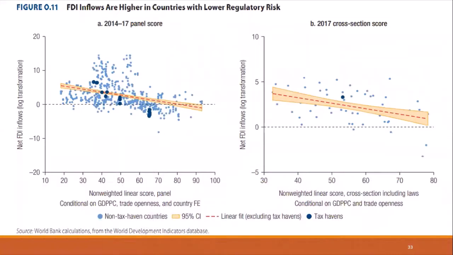So these two graphs show how FDI is changing by risk. These two regressions show that FDI net inflows are decreasing as risk increases. The policy uncertainty can decrease the FDI inflows in our country.